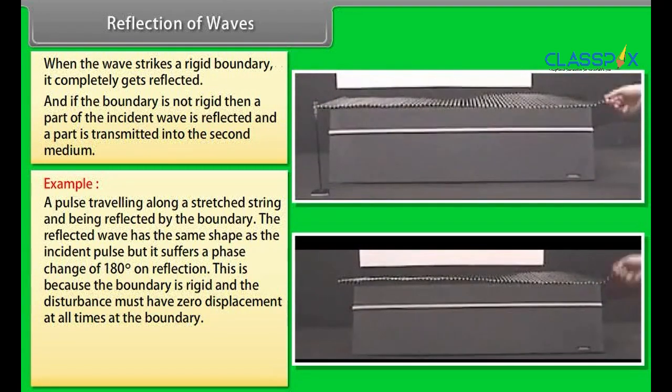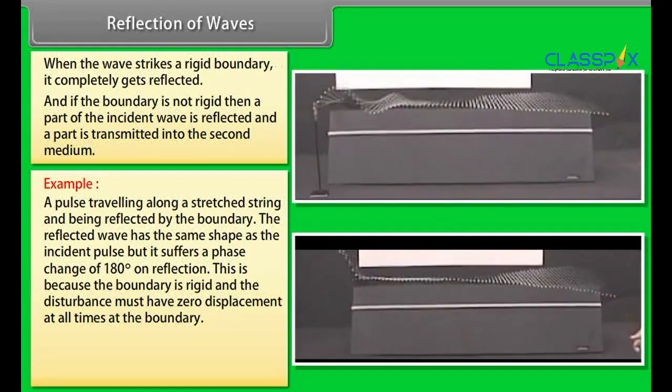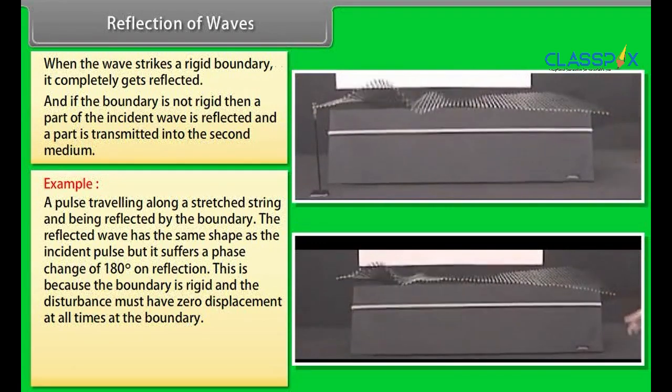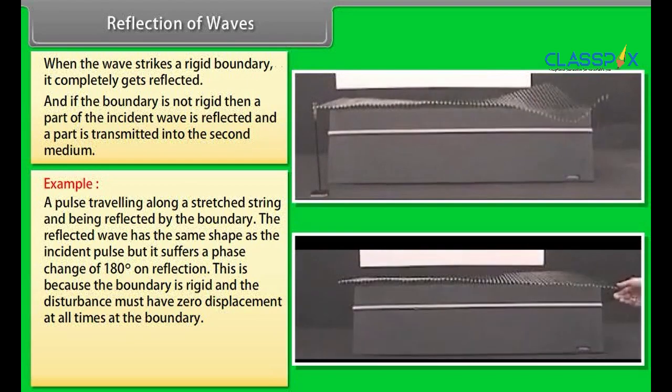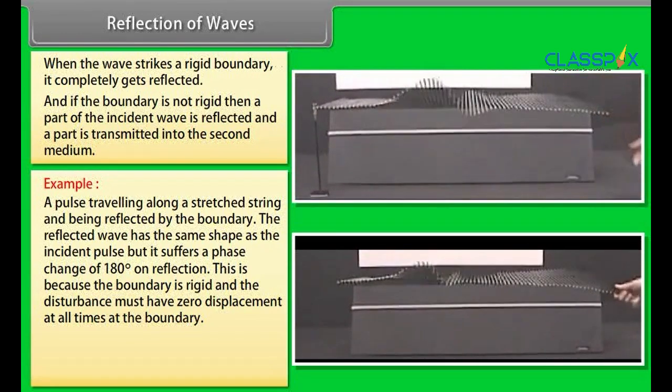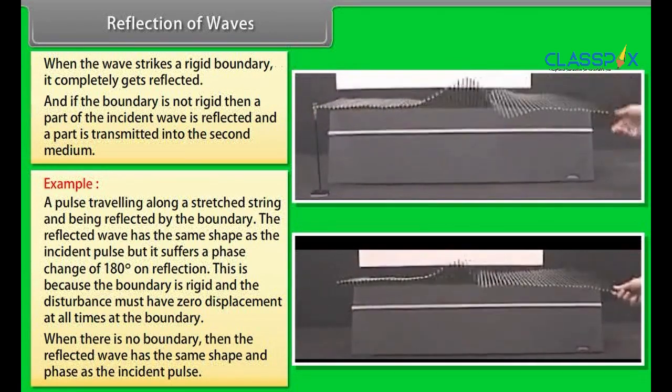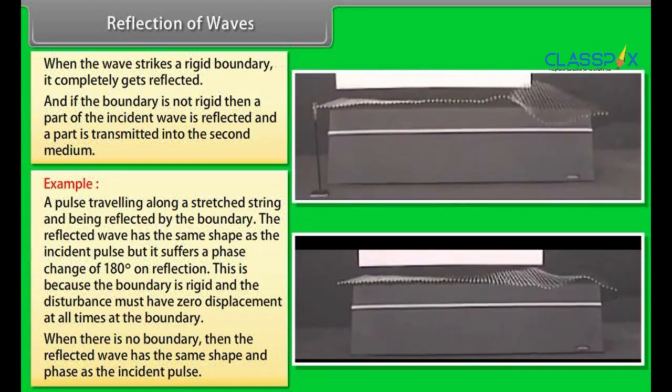The reflected wave has the same shape as the incident pulse, but it suffers a phase change of 180 degrees on reflection. This is because the boundary is rigid and the disturbance must have zero displacement at all times at the boundary. When there is no boundary, then the reflected wave has the same shape and phase as the incident pulse.